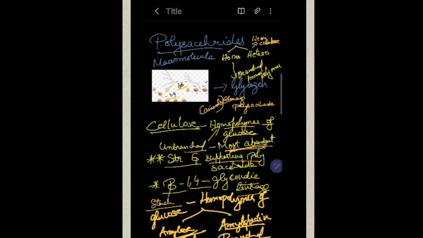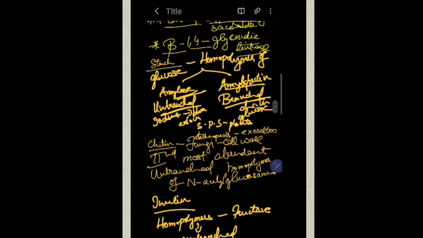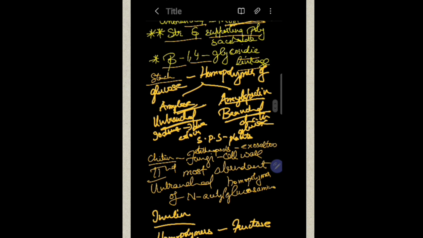Now the different examples I taught you for polysaccharides: cellulose is an unbranched homopolymer. Glycogen is a branched homopolymer. Chitin is an unbranched homopolymer of N-acetyl glucosamine, inulin is a homopolymer of fructose, and starch is a homopolymer of glucose. Starch contains 2 units, that is amylose and amylopectin. Amylose is unbranched and amylopectin is branched. Amylose is the one which turns iodine blue, and amylopectin is the branched one. It doesn't give that color.